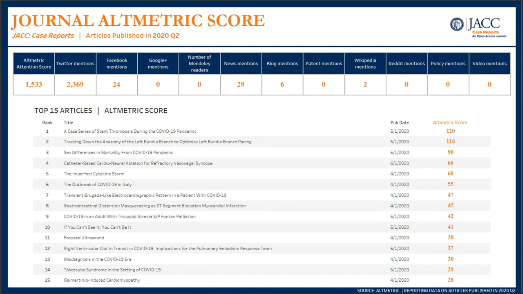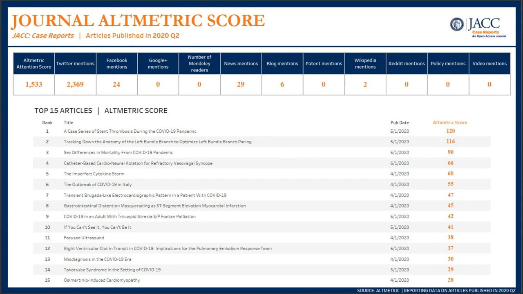The altmetric score can be found in any journal. If you go to the home page and then go to an article, you'll see a little circle and you can look at what the altmetric score is. And this is composed of, in essence, both social media hits, or what's happened on social media for that paper, in addition to other things such as news media reports. And you can see the top 15 articles from Q2 this year for JACC Case Reports.